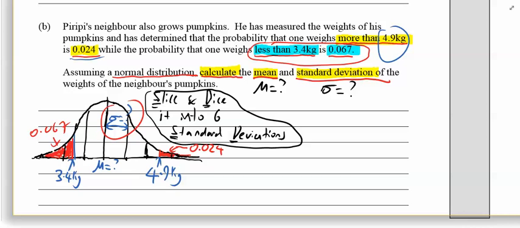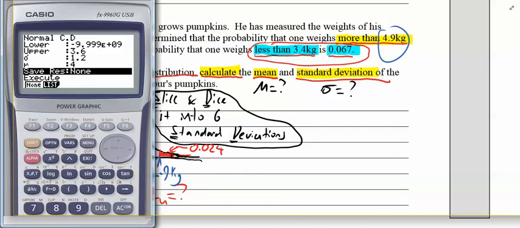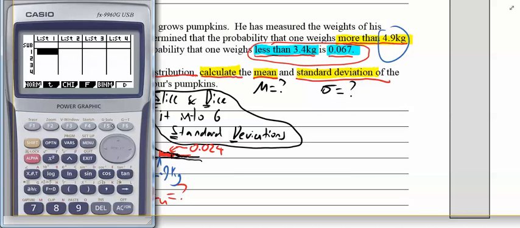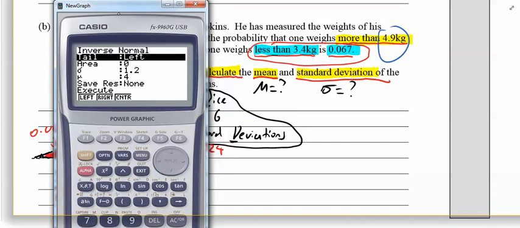Well, you can use your tables for this to find the z scores, but it's a wee bit tricky. It's actually easier if you use your graphics calculator. So just to clarify, we're trying to find the z score for the, we'll call it the lower limit of this region, and the z score for the upper limit. So if you use your graphics calculator and you go into menu stat distribution, and instead of going NC, go inverse normal, so inverse N.